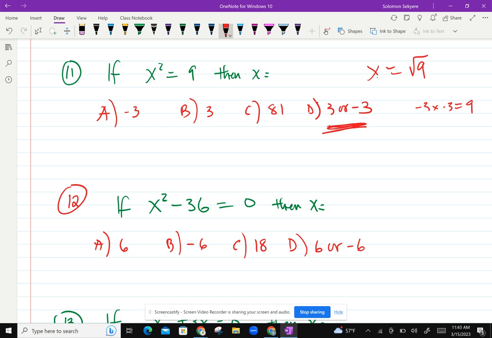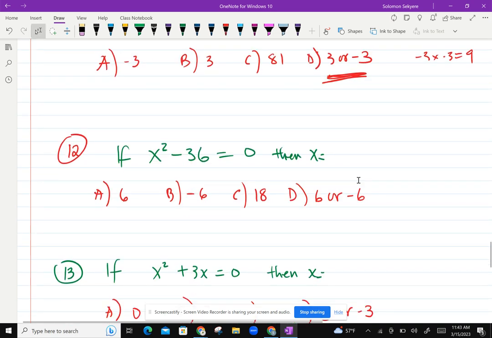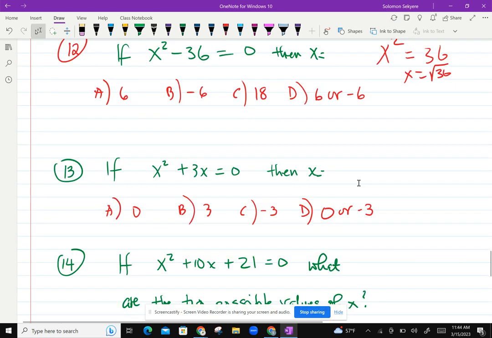Okay, what about this one here? X squared minus 36 equals 0. It's the same as x squared is equal to what? 36. Again, x is what? Square root of 36. And it's positive or negative 6. So that's the correct one.